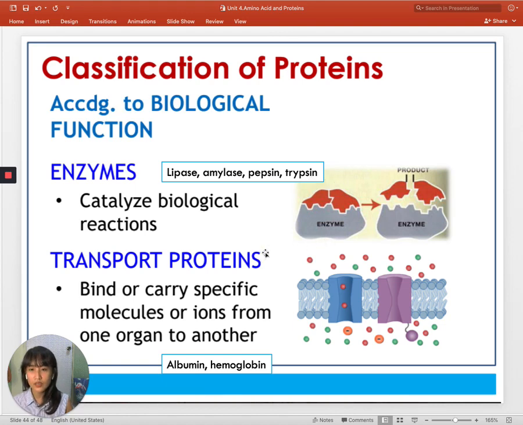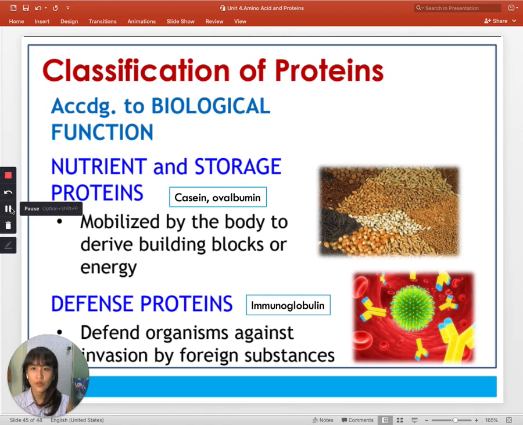On the other hand, transport proteins function as they bind or carry specific molecules or ions from one organ to another. Examples of which are albumin and hemoglobin. We now go to the next class, the nutrient and storage proteins. Their function is to be mobilized by the body to derive building blocks or energy.